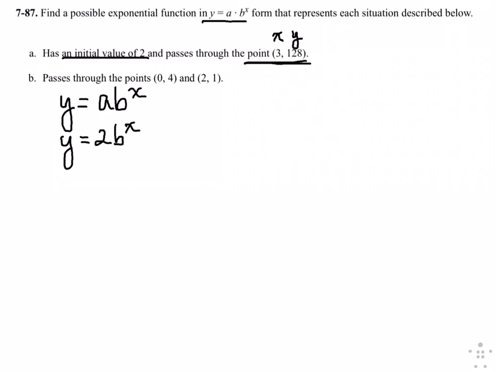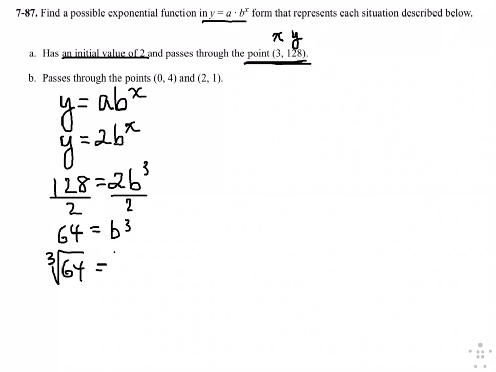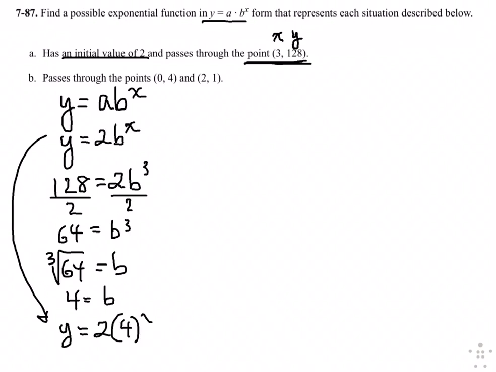If we substitute those values in for x and y here, we would get 128, which is y, equals 2b to the x, which is 3. And now we have an equation to solve. So I divide both sides by 2, and I get 64 equals b cubed. And I take the cube root of both sides. And the cube root of 64 is 4, so we know that b is 4, so the equation would be y equals 2 times 4 to the x power.